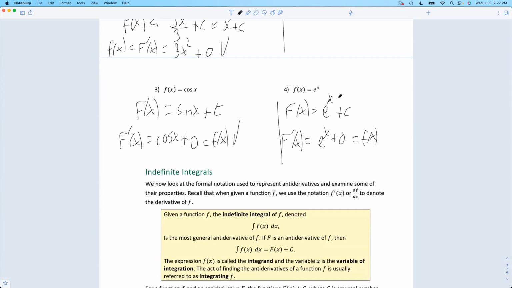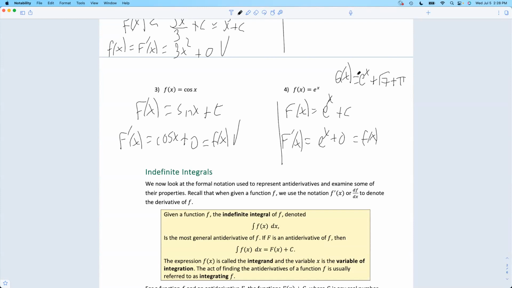So just to reiterate, let's call him like capital G of x. That is an antiderivative of this guy. That's one of the infinite many antiderivatives of this. And so is that. And so is that. I could add any number right here and I would have a different antiderivative of e to the x.